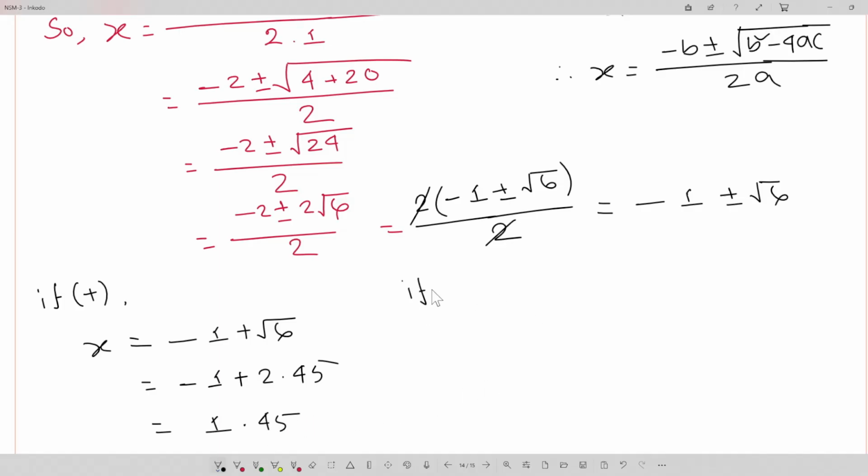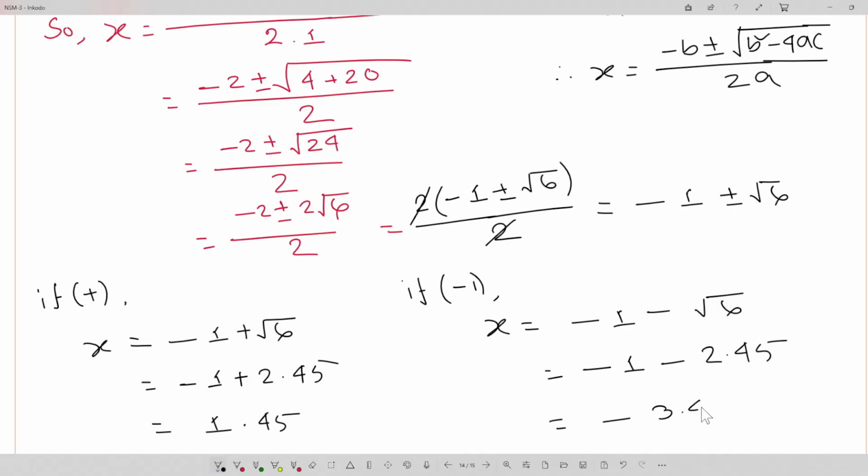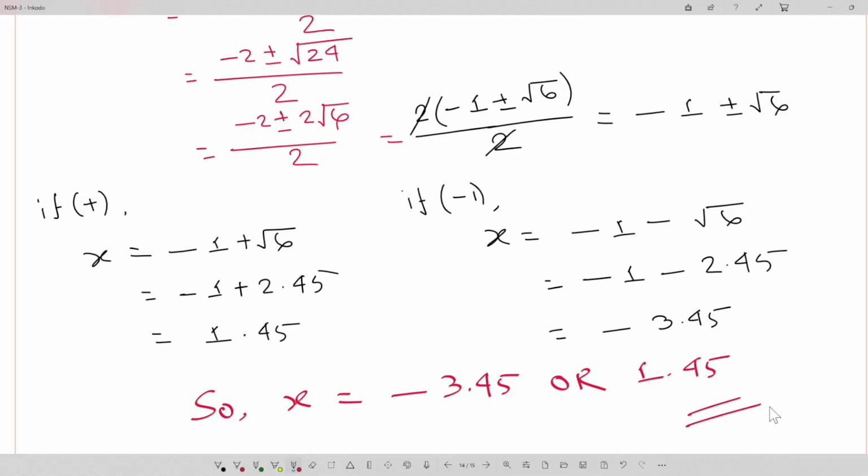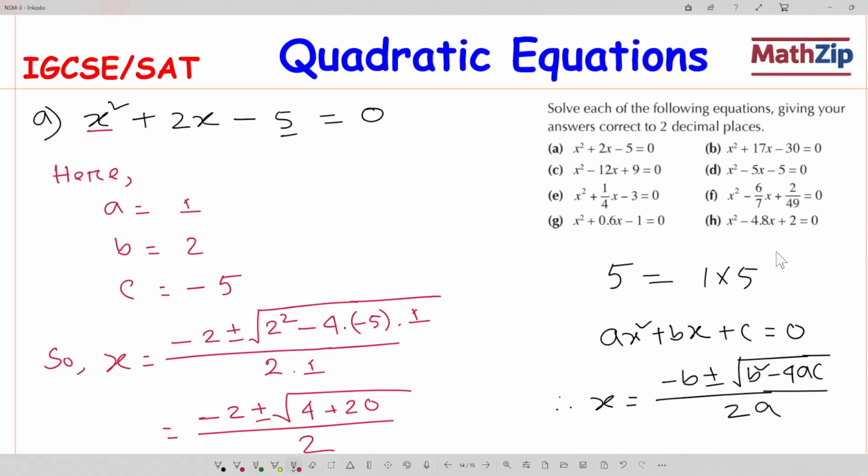Again, if minus, then x equals minus 1 and minus root 6, same thing, minus 1. So minus root 6 means 2.45, so it will be minus 3.45. So here are the two answers we can write. So x equals minus 3.45 or 1.45. Very simple. I wish you cleared this one.